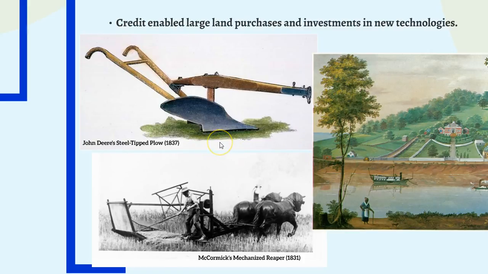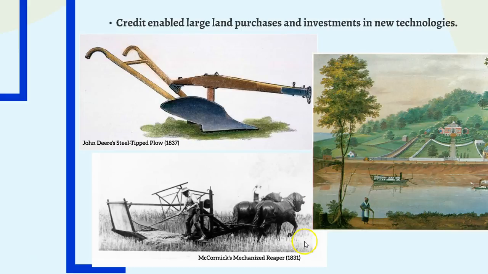In 1837, we see the development of the steel tip plow by John Deere. John Deere does this because he recognized that the farther west you got, especially into the Ohio Valley, the soil was very rich, but it was very tough. A wood plow simply could not dig into that soil. So instead, he takes American steel, puts it on a plow.